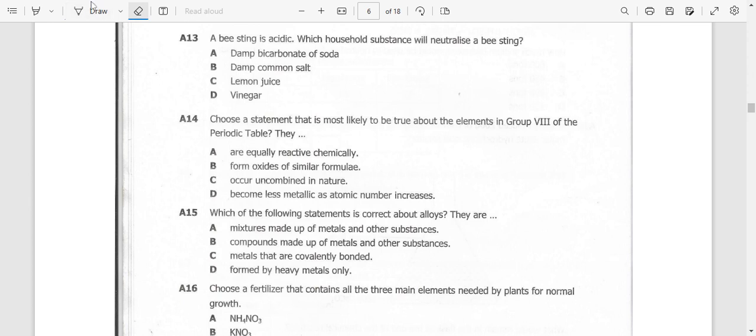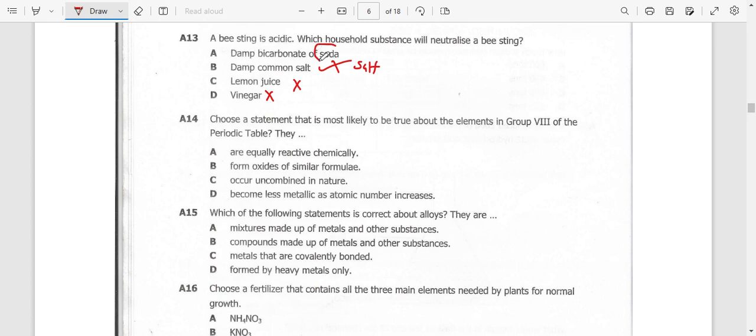That's the question. And then you have got common salt. Common salt, this is a salt. It's not acidic, it's not basic. It's a combination. And then lemon juice. Do you think it's an acid or a base? Acid, it's acidic. So this one also can't be the answer. Vinegar. Do you think vinegar is an acid or a base? It's an acid. It can't be the answer.